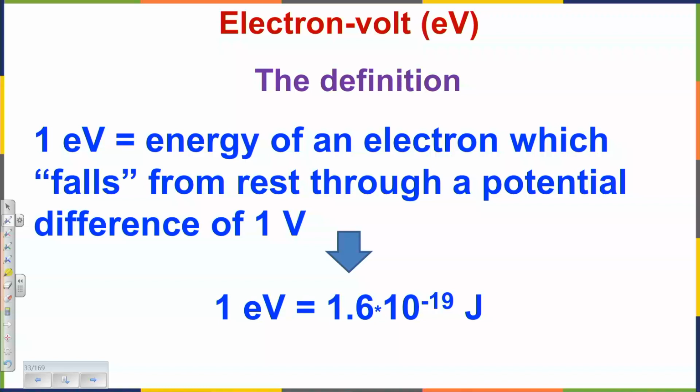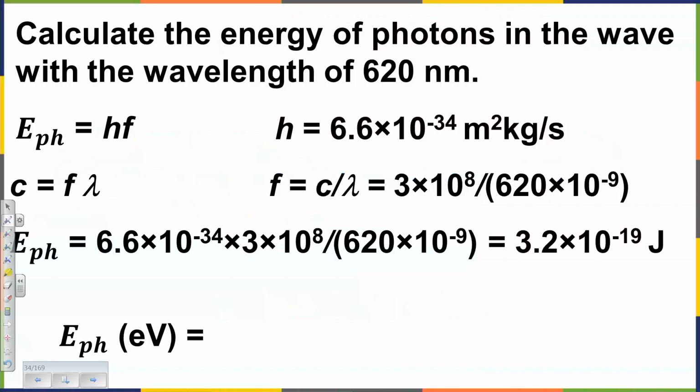So if it travels through 1 volt potential difference, it gains 1.6 times 10 to the negative 19 joules, or 1 electron volt. If it travels through 2 volt potential difference, it gains energy of 2 electron volts, etc., etc. And now we can calculate the same energy using electron volts. All we have to do is just use the conversion factor. That's the energy in joules. We need to divide it by the conversion factor. And now we can see why this unit is very convenient.